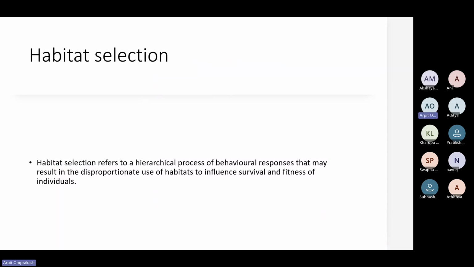The next thing I talked about was habitat selection. Habitat selection refers to a hierarchical process of behavioral responses that may result in disproportionate use of habitats to influence survival and fitness of individuals. So basically, what does this mean?